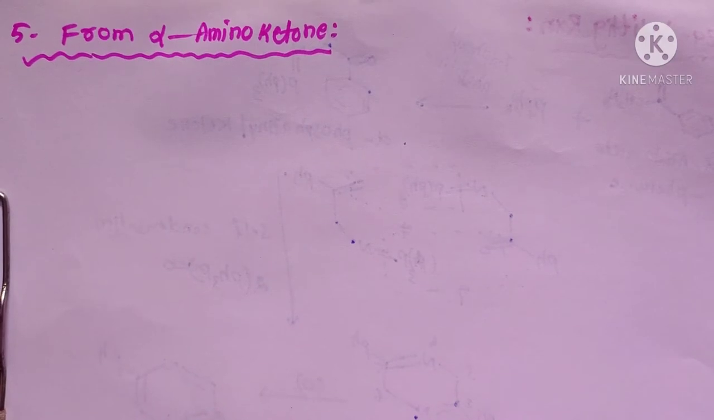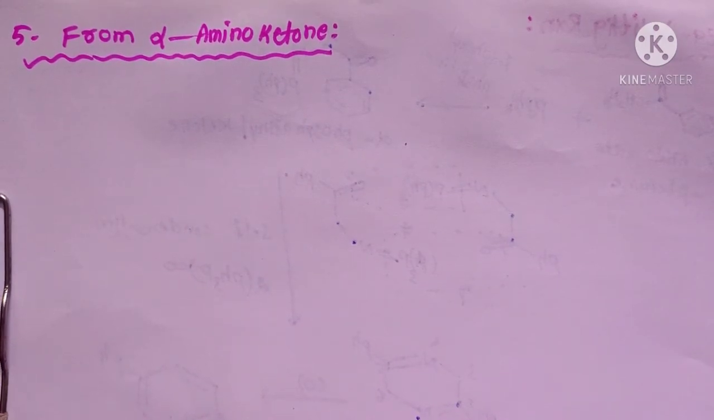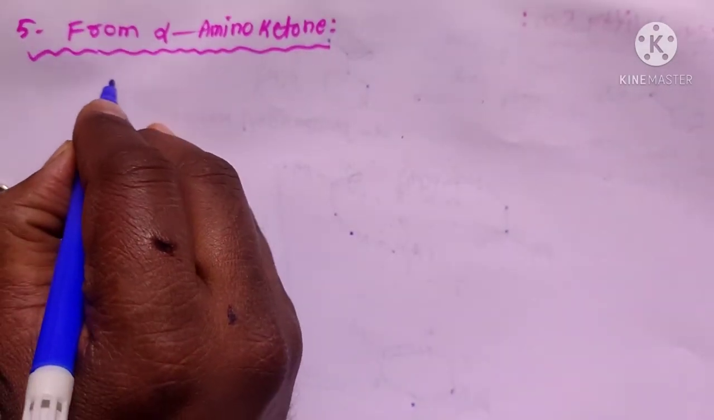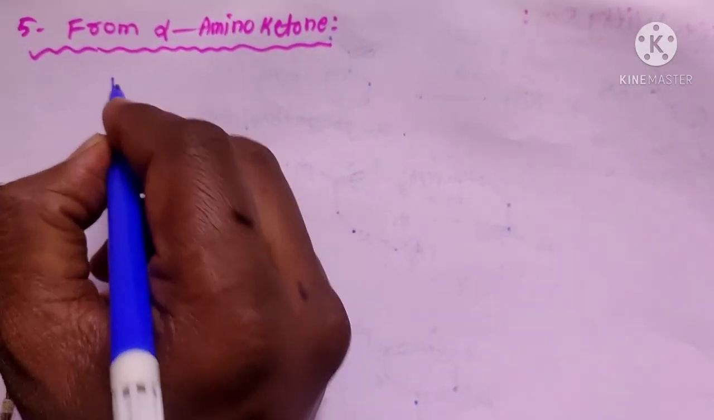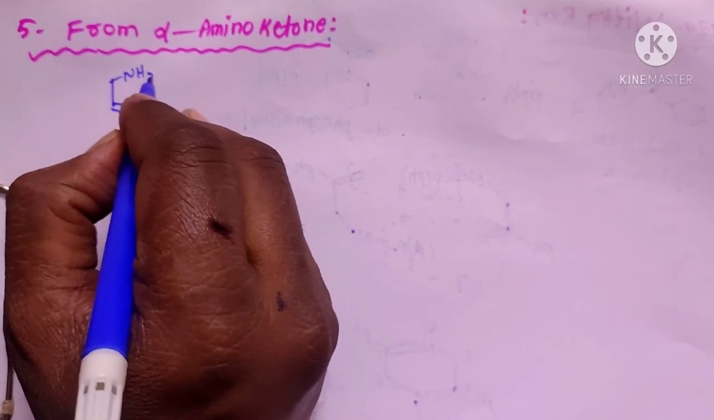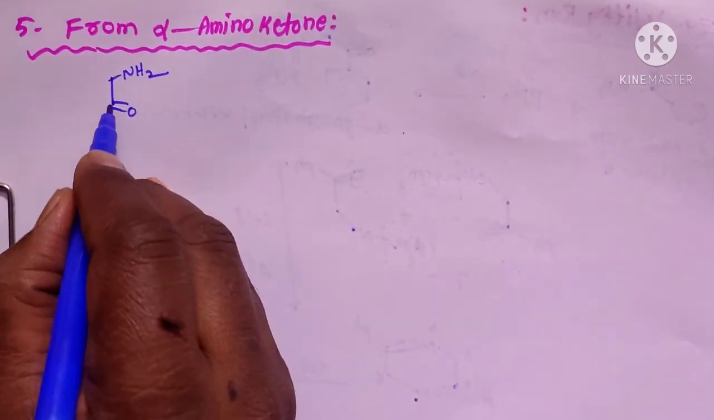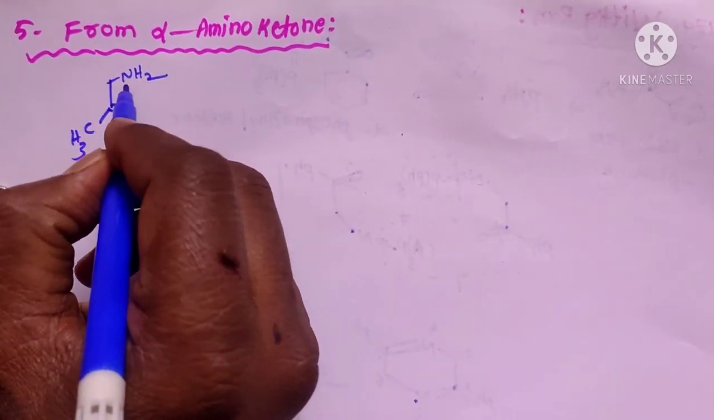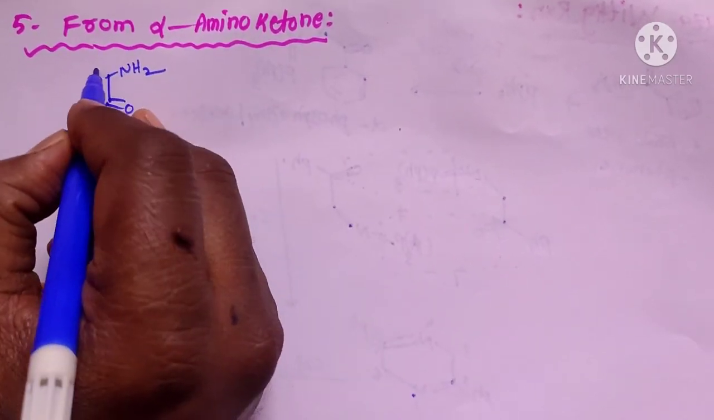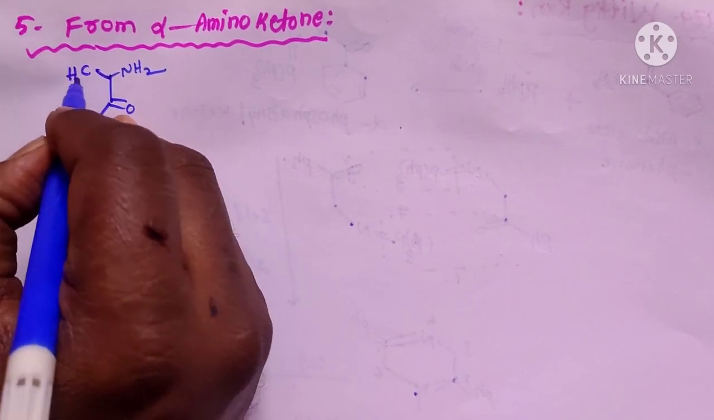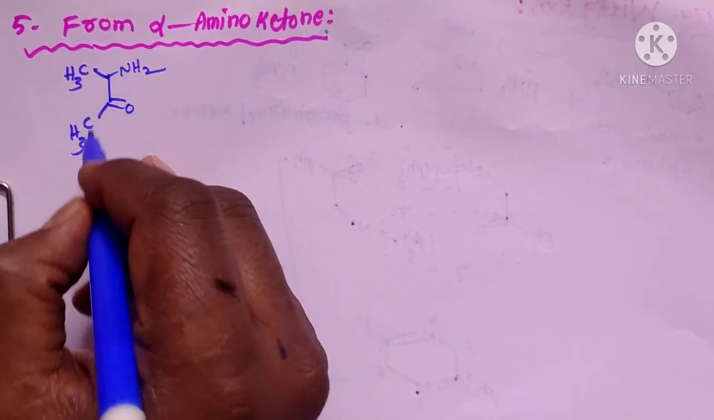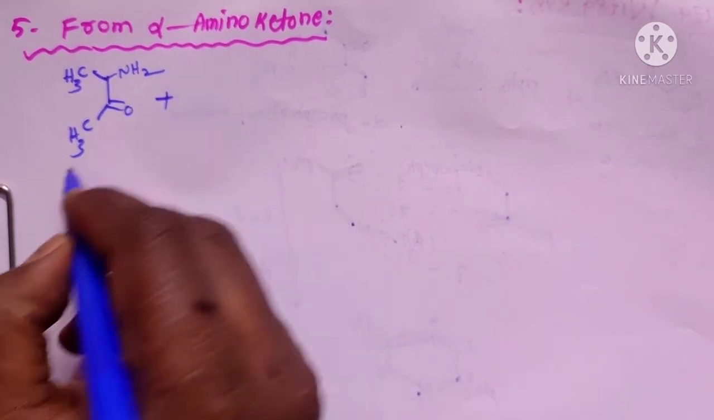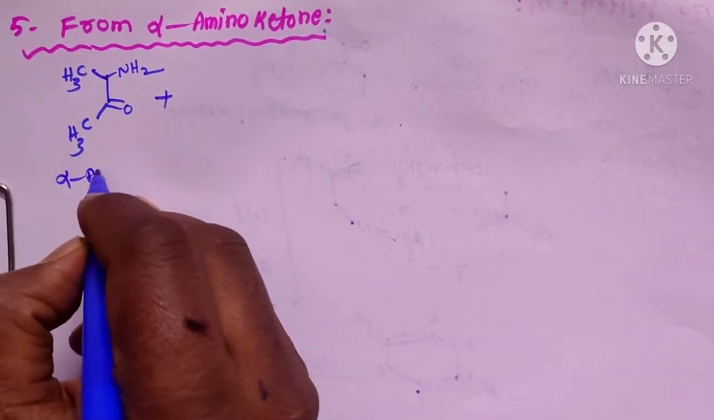Now we go for the fifth preparation method, that is from alpha amino ketone, okay? Look here, this is ketone and this is amino group, and this is present in the alpha position, so that's why we call it as the alpha amino ketone. So here we can use the various types of alkyl or aryl groups, okay? So this is known as the alpha amino ketone.